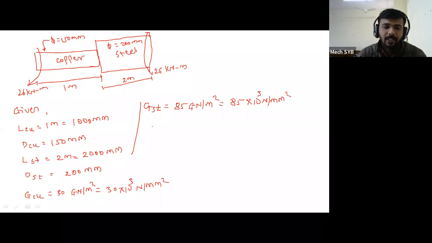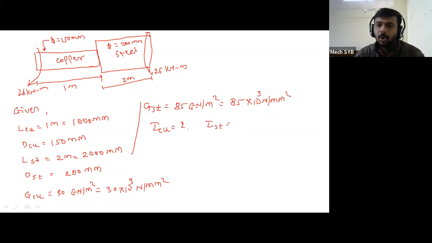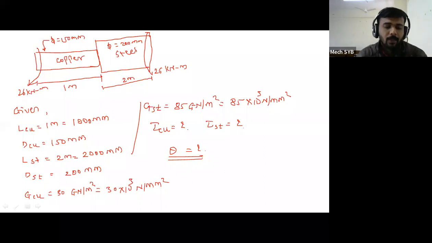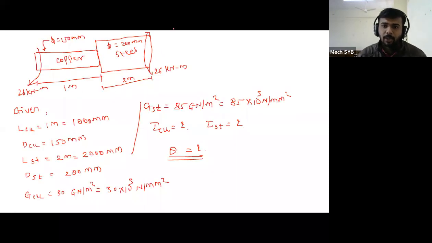And what we have to calculate? Shear stresses, that is tau of copper, tau of steel, and total angle of twist, that is theta, we also have to calculate. So these are the parameters we have to calculate. Now, the first parameter we'll calculate, torque value, they have also given the torque value. So T is equal to 26 kilonewton meter.